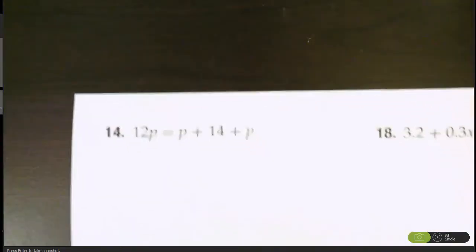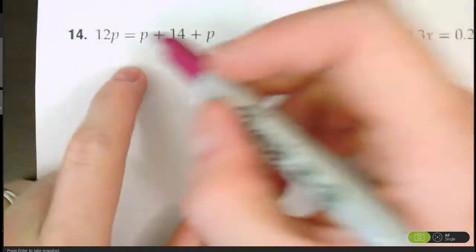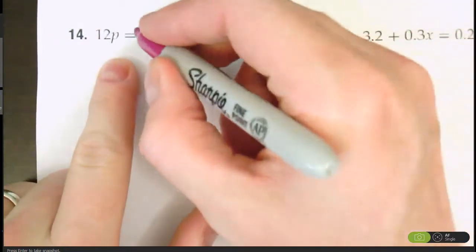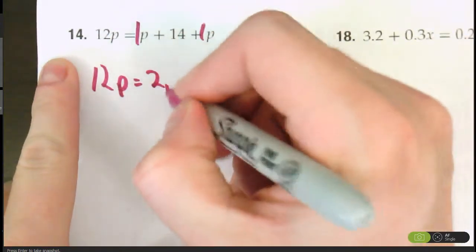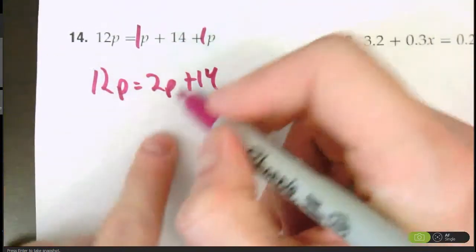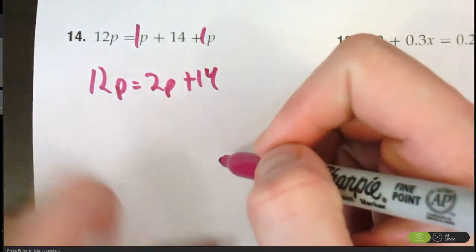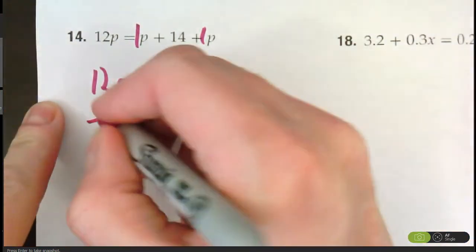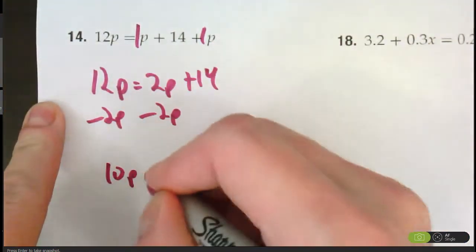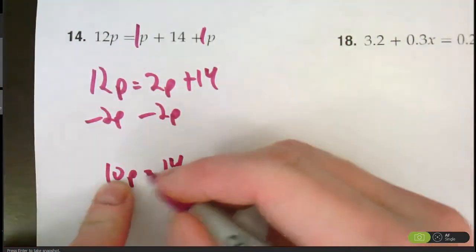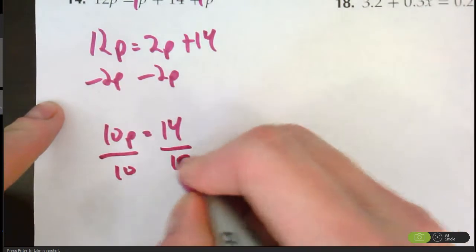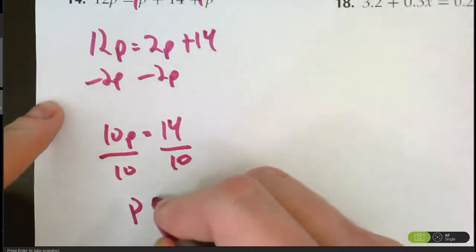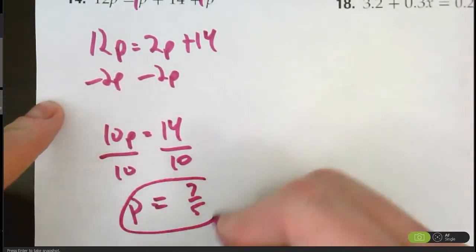Okay. 14. Before you can do anything on 14, you've got to get the p terms together. So 1p plus 1p is actually 2p. So 2p plus 14 equals 12p. And then I can subtract 2p from both sides. 10p equals 14. Now divide by 10. P equals 7 over 5.